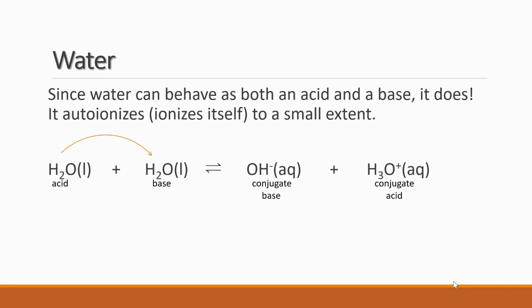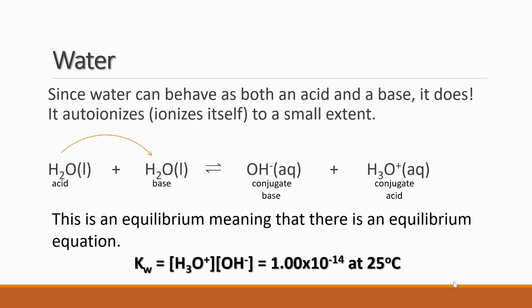Now, this is an equilibrium because this only happens to a small extent. And since it's an equilibrium, there's a K value. We call this Kw. And when water is by itself, Kw equals the concentration of hydronium times the concentration of hydroxide, which is equal to 1 times 10 to the negative 14 at 25 degrees Celsius. Now, please note, this value will change if the temperature changes, like all equilibrium constants. So at 25 degrees Celsius, which is a very common temperature, this is the value of K.